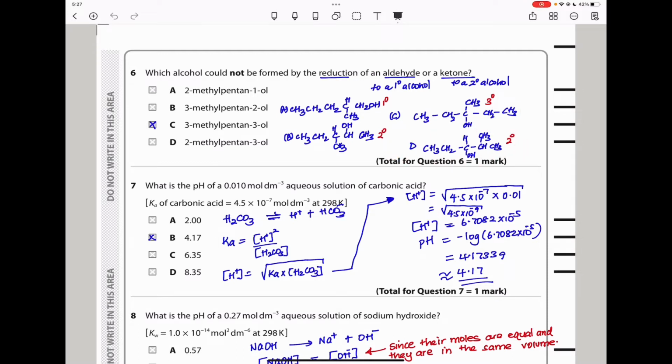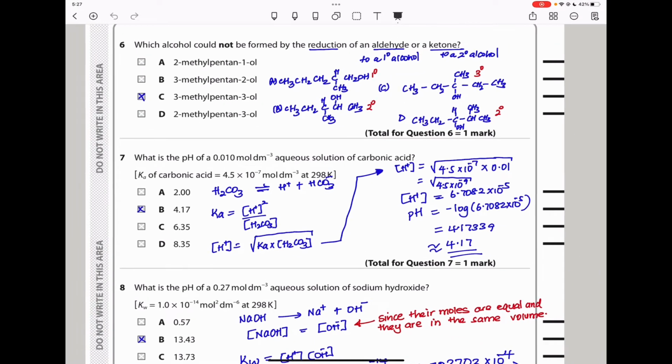So it means when you reduce an aldehyde, you form a primary alcohol, and a ketone, you form a secondary alcohol. So the only alcohol that couldn't be formed is this tertiary alcohol. So the answer is going to be C. I drew these structures in order to see which one is primary, which one is secondary, and which one is tertiary. I hope you can follow me on that. Let's go to question 7.